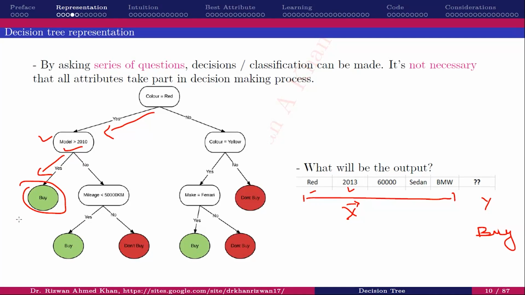Why are you saying that this would be not buy or don't buy? Second, mileage 60,000, and on the right side we are asking the mileage question. You have to follow this tree from the root node.